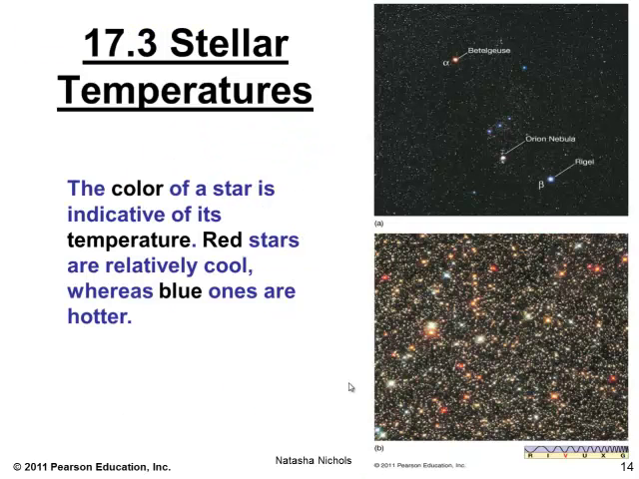Which brings me to stellar temperatures. The color of a star shows something about its temperature. Red stars such as Betelgeuse are relatively cool, notice relatively, and bluer ones such as Rigel are hotter.